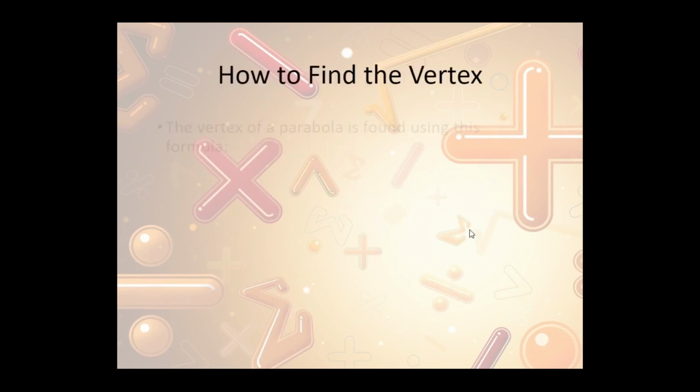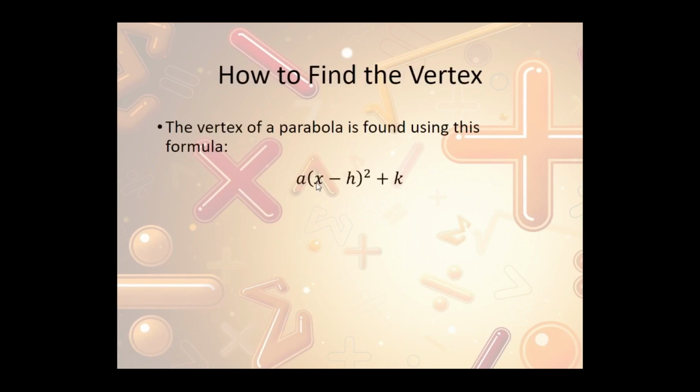Now, how do we find the vertex? The vertex of a parabola is found by using this formula: a times (x minus h) squared plus k. This should look pretty familiar because this is basically the completing the square of a quadratic. So the h value is the x coordinate.